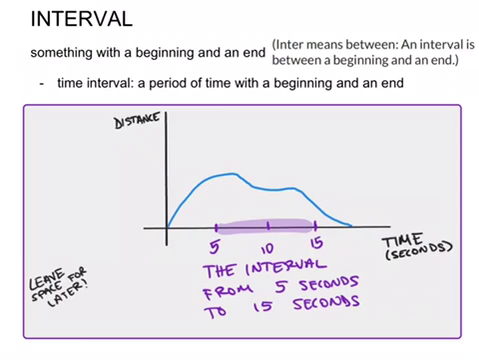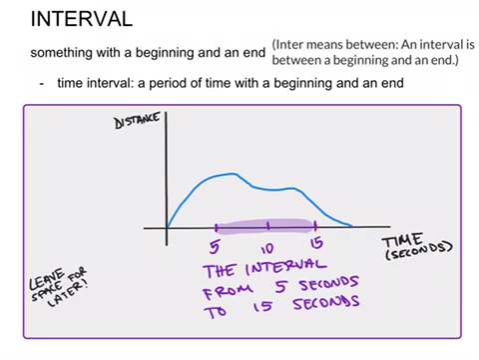You see, inter means in between, so an interval is a space between a beginning and an end. The best example, I think, so far in our class is a time interval. A time interval is just a period of time with a clear beginning and an end. This time interval down here in purple on our graph shows a start at 5 seconds and an end at 15 seconds.